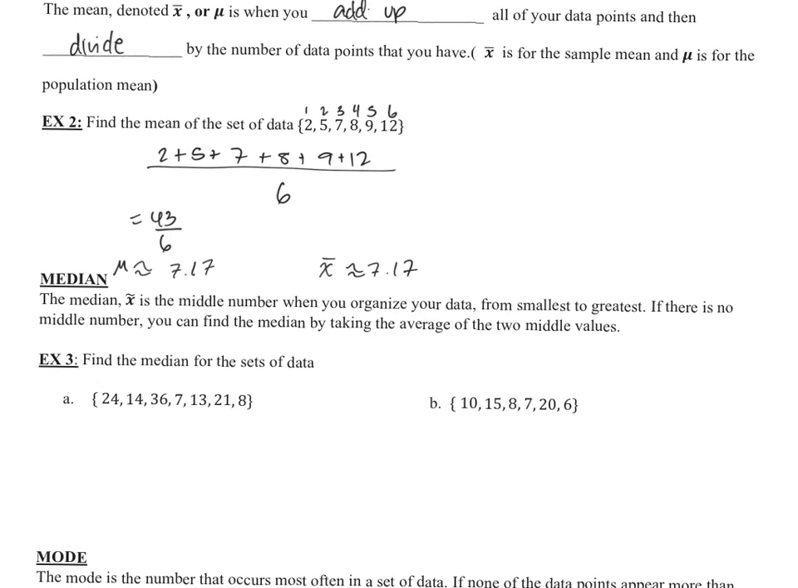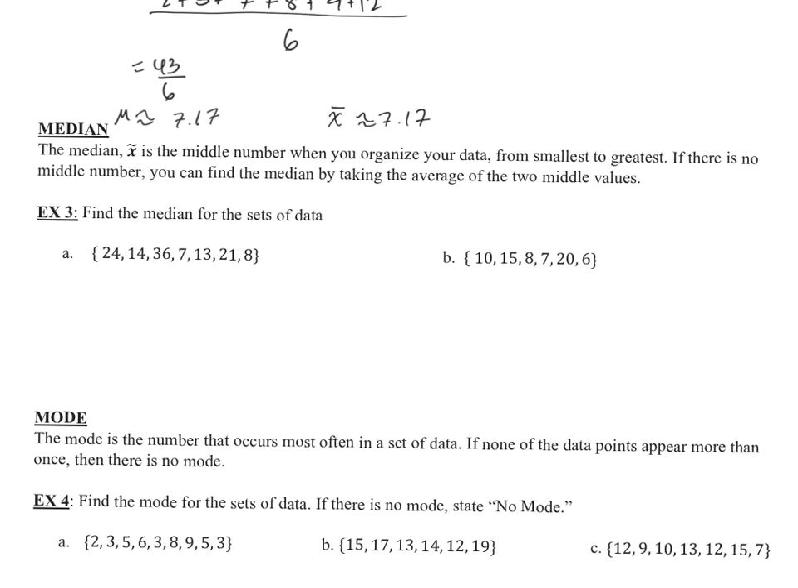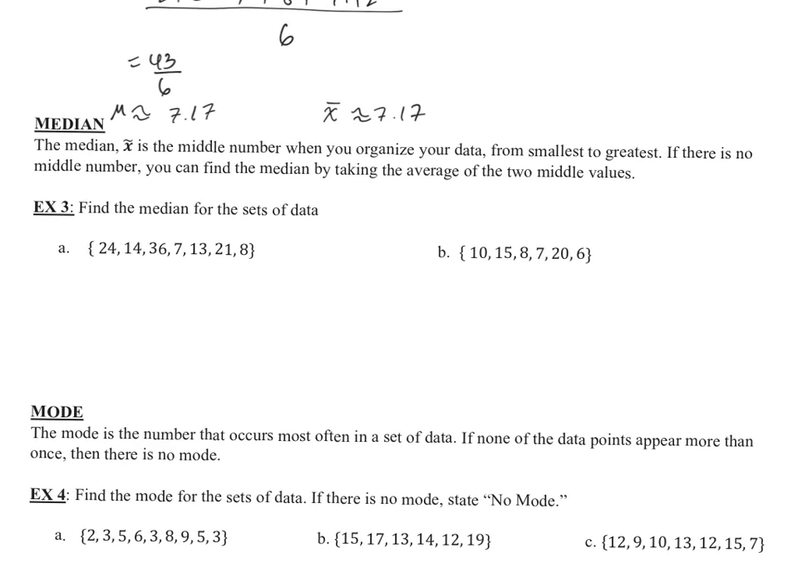The next thing after mean is the median. The median, denoted x tilde, so the little squiggle line up there is called tilde, is the middle number when you are organizing your data from smallest to greatest. If there is no middle number, you find the median by taking the average of the two middle values.